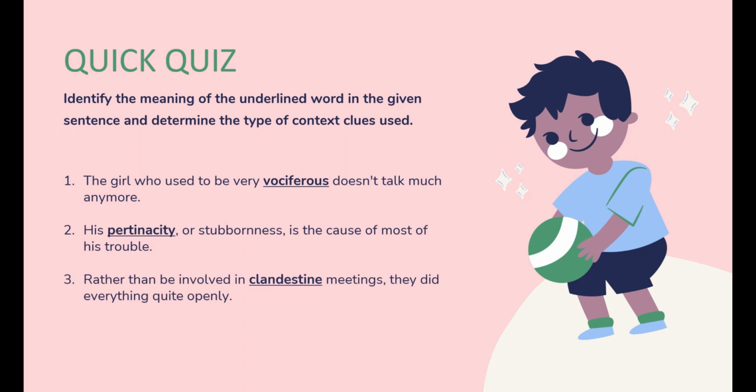Number 1. The girl who used to be very vociferous doesn't talk much anymore. Number 2. His pertinacity, or stubbornness, is the cause of most of his trouble. And lastly, rather than be involved in the clandestine meetings, they did everything quite openly.